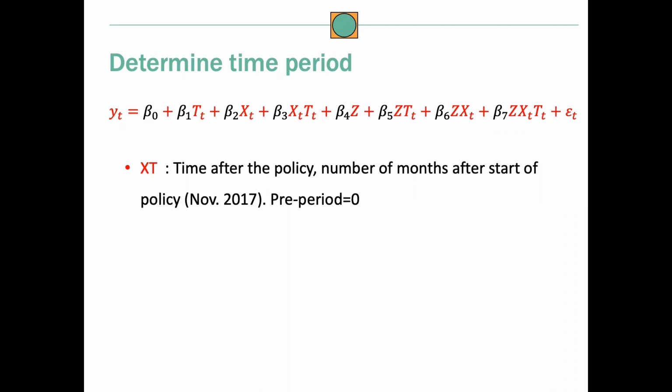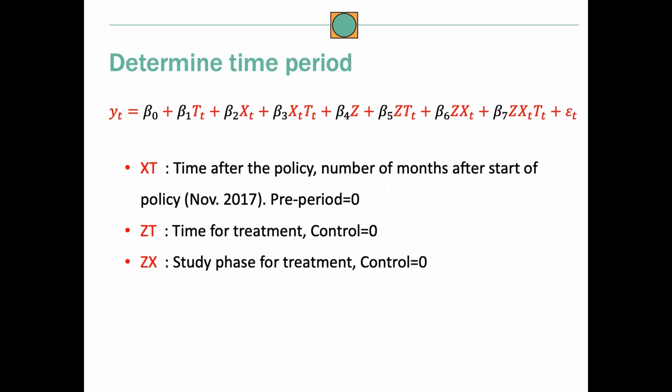So for the subsequent terms that we're going to look at, our control groups will have values of 0. Our Z T tells us the number of observations or data points since the study started for our treatment group. Our Z X tells us the post and pre periods for the treatment group. Our Z X T is the time after the policy for the treatment group.